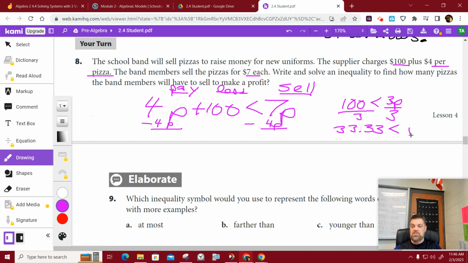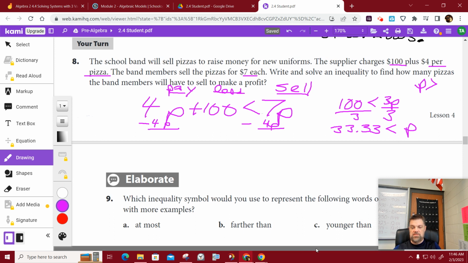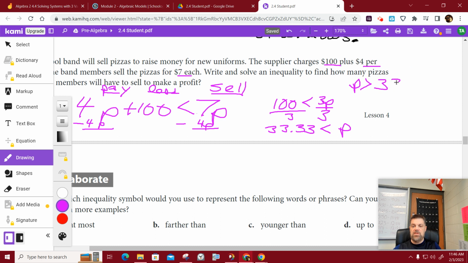Tell me what that means. Yeah, I could say the number of pizzas that I sell is greater than, I'm glad you brought that up, has to be greater than 33 1/3. Right, because this is 33 repeating. Does that make sense? Yeah. So in order for me to make a profit, how many would I need to sell? At least 34 pizzas.